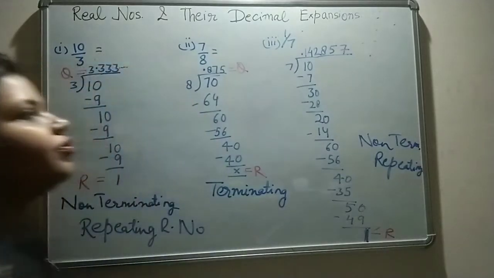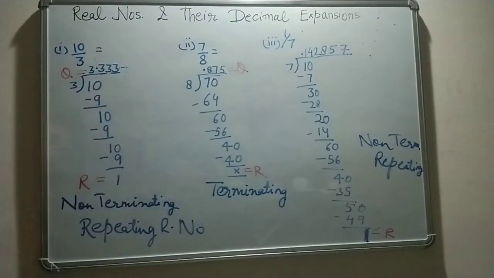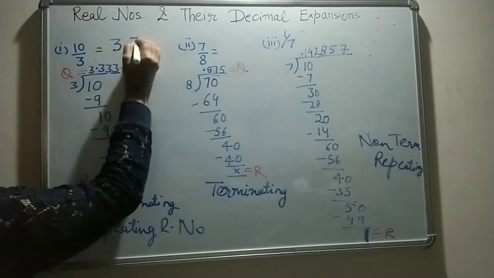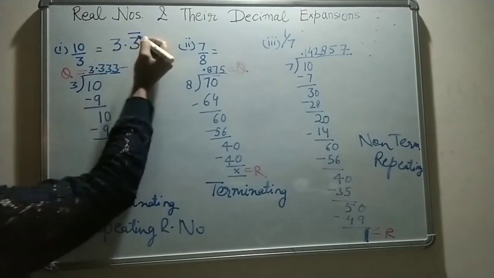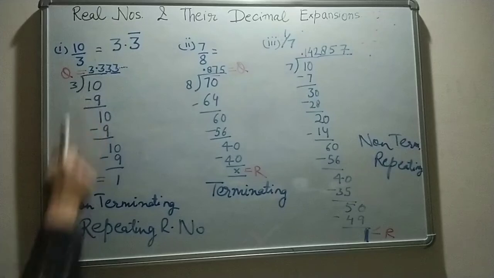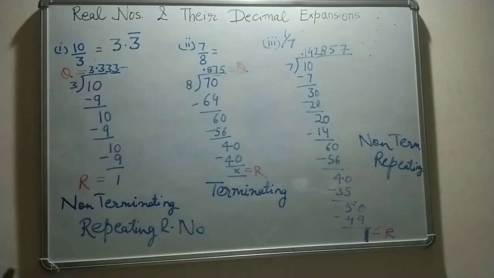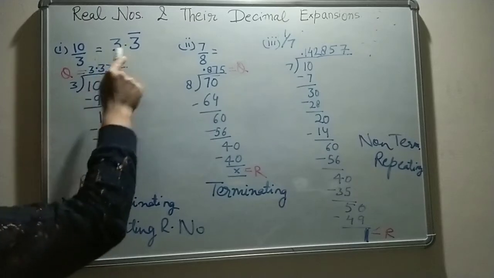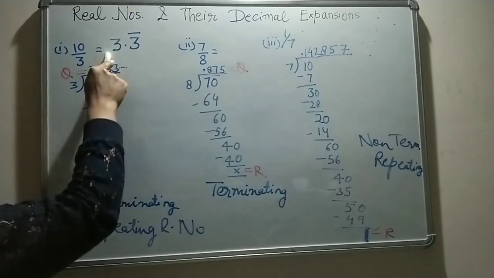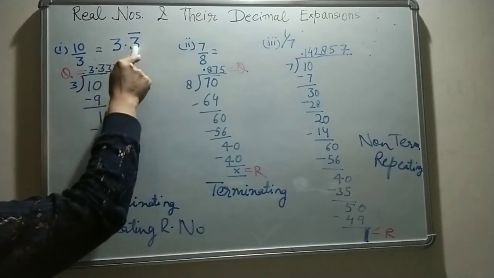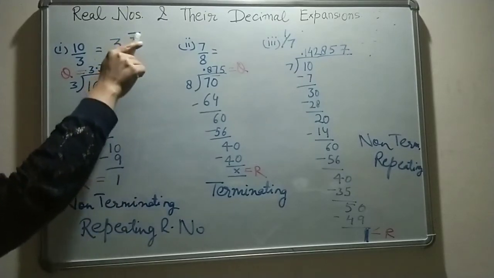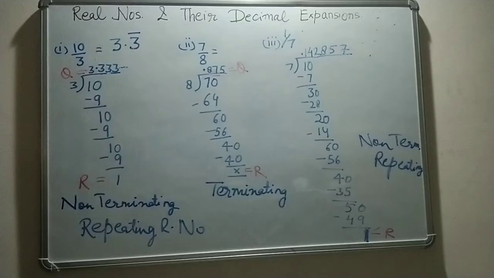So when a question repeats itself, we can write it down as 3.3 bar, which I have already discussed with you in our previous slide. So 3 is repeating itself, so we have written it 3.3 bar. After the decimal it's repeating. That's why I have put the bar after the decimal.